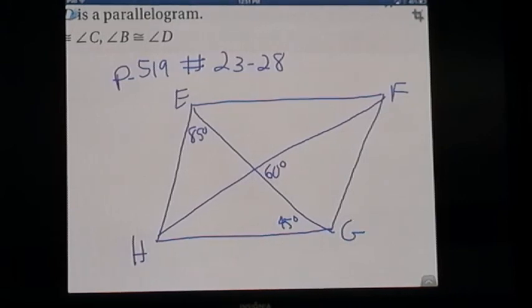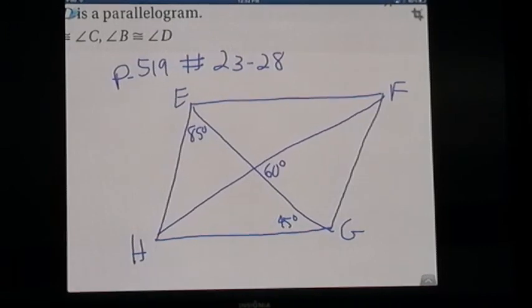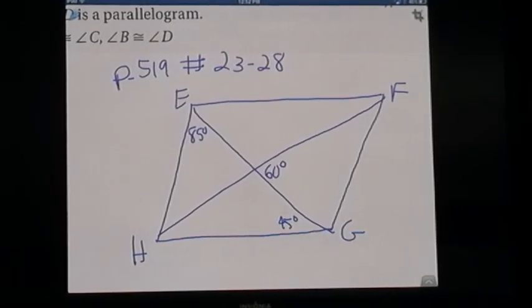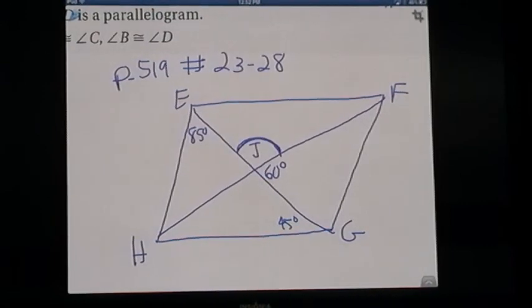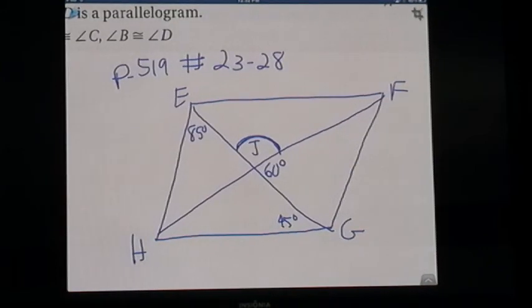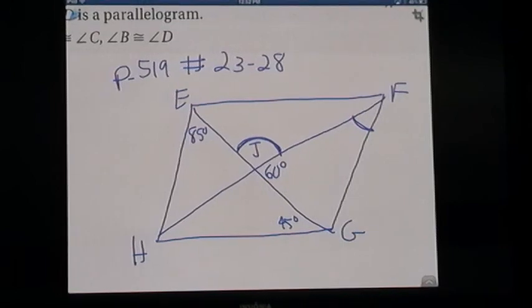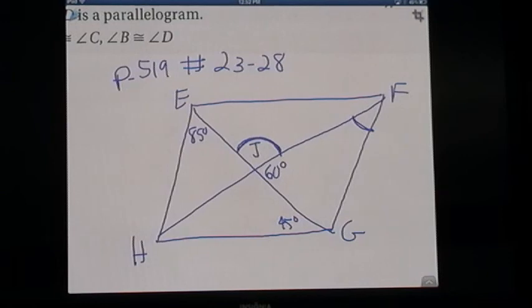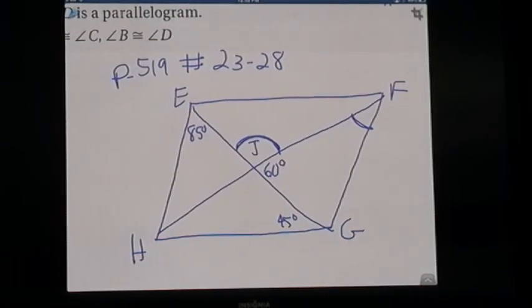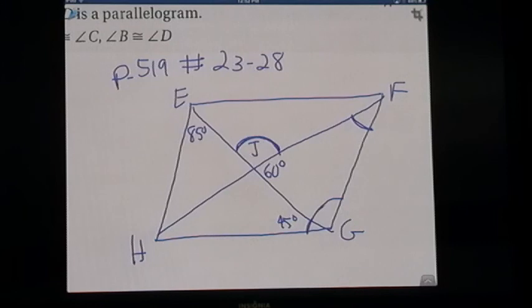It says find the indicated measure in EFGH. Now I'm only going to do the odd ones. 23 says EJF, so you're supposed to find this angle. For 25 you have to find HFG, that is this angle, and then for 27 you have to find EGF, excuse me, is that EGF? HGF, that's this angle here.